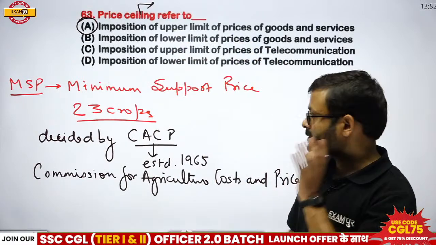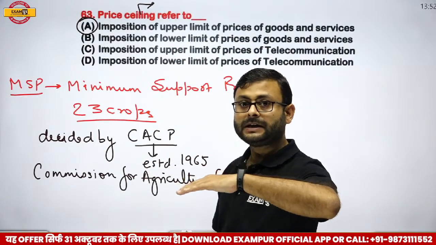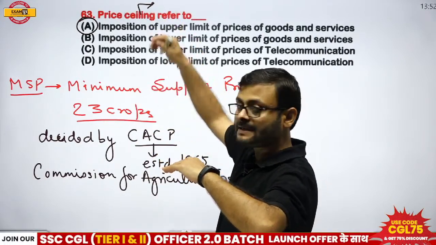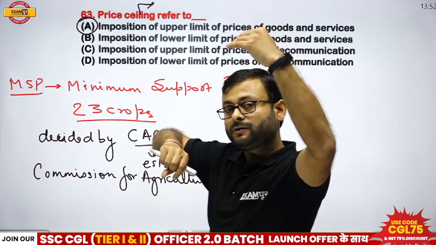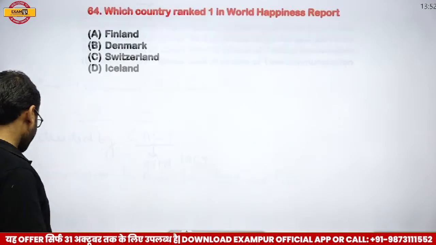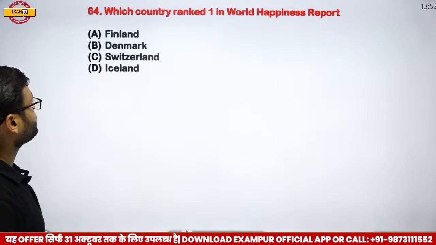And minimum support price is the minimum. It is the floor price. And the ceiling price is the maximum price beyond which you cannot charge extra. Okay, now let's move to the next question.